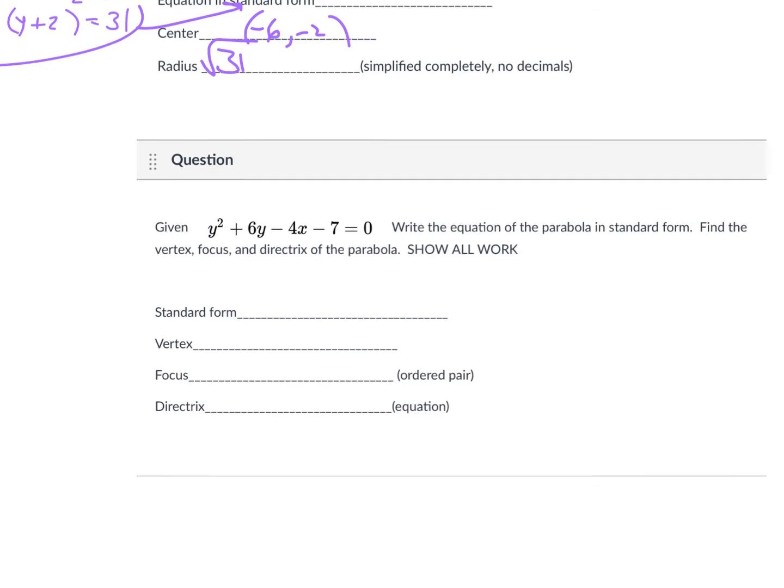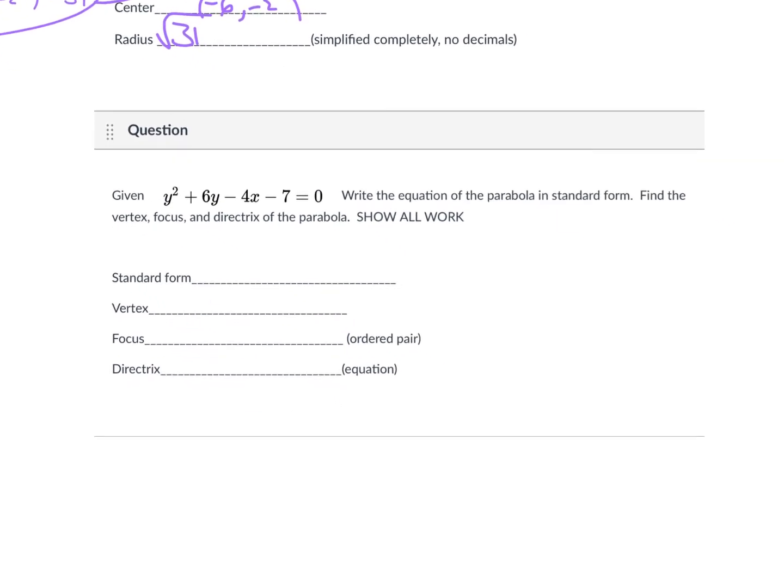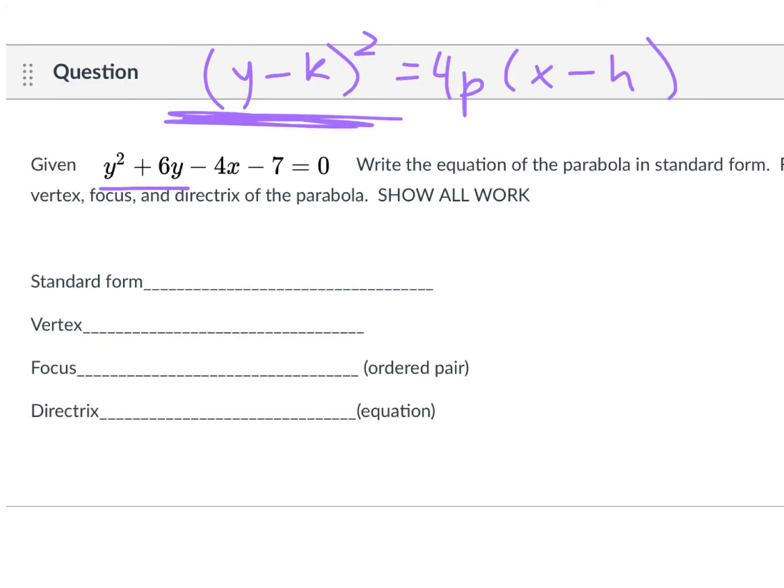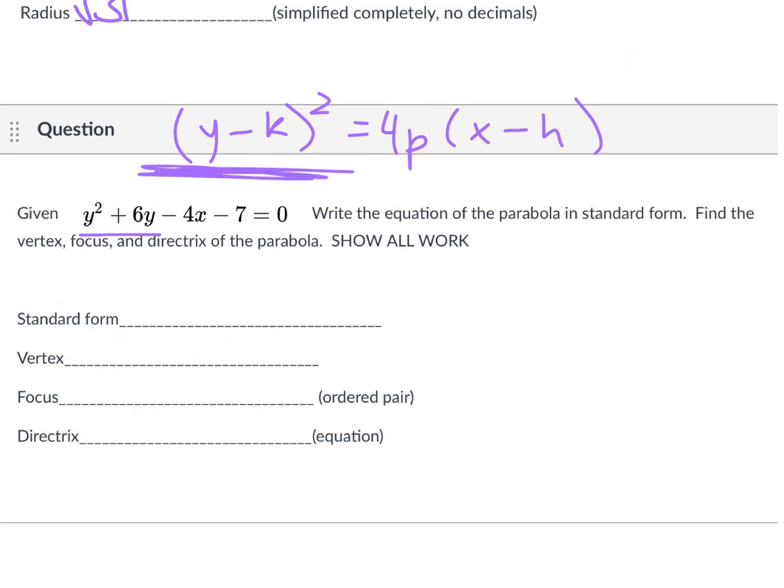Alright, we'll do one more together. A parabola one. So write the equation of the parabola in standard form, find the vertex, focus, and directrix of the parabola. So right off the bat, we see we have y squared, so we know this is going to be a horizontal parabola. And I want to complete the square so I can get my parabola equation to look like the first slide. So I have to complete the square with my y's.